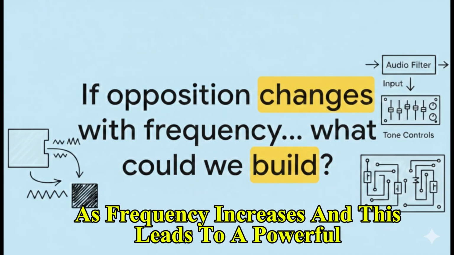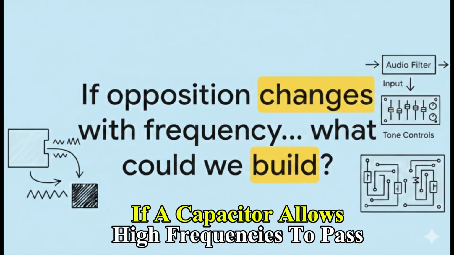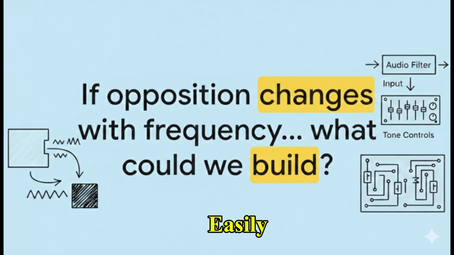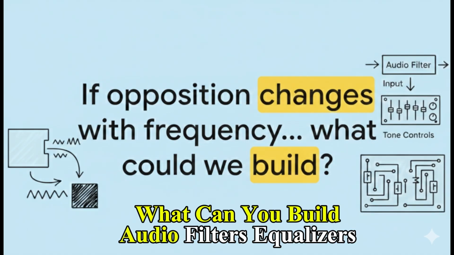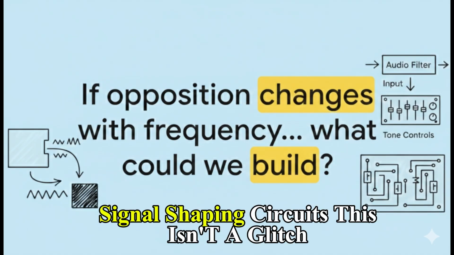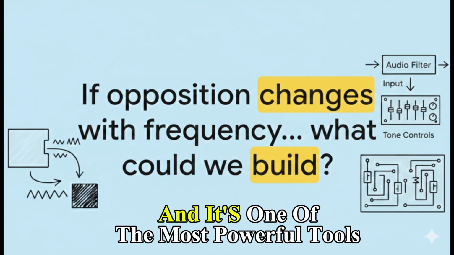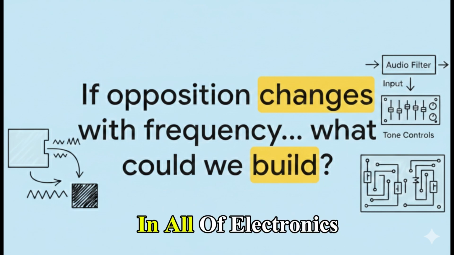And this leads to a powerful idea. If a capacitor allows high frequencies to pass easily while blocking low frequencies, what can you build? Audio filters, equalizers, signal shaping circuits. This isn't a glitch, it's a feature. And it's one of the most powerful tools in all of electronics.